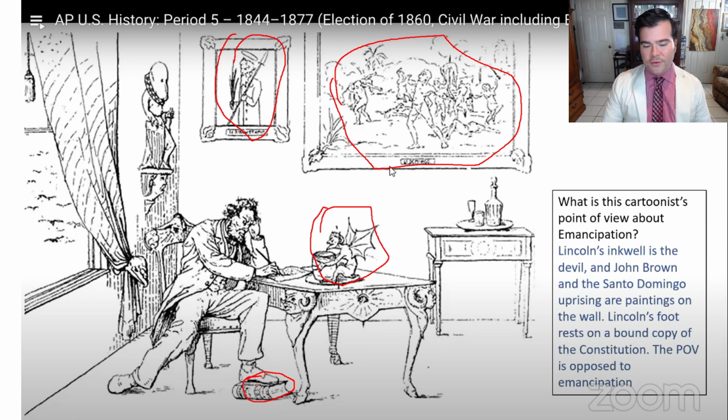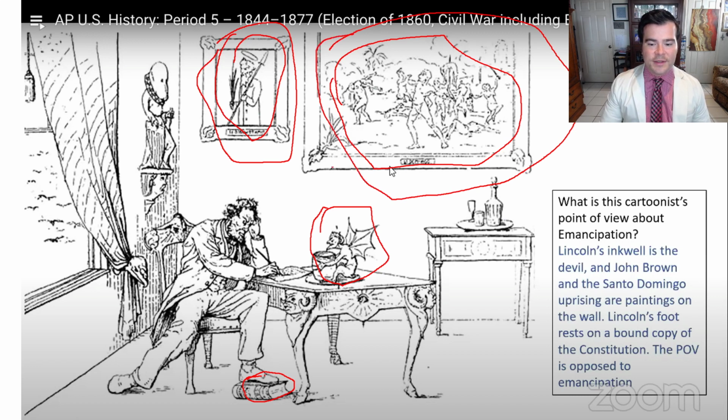So this is the point of view of an author that is opposed to emancipation, right? They're kind of making fun of Lincoln, like, what are you doing, dude? You're doing unconstitutional stuff. You're obsessed with John Brown, who is a crazy person, and you're obsessed with these crazy rebellions in the Caribbean. What is this guy? A nut job, right? The devil's making you write this stuff, right? So does that make sense now, guys?